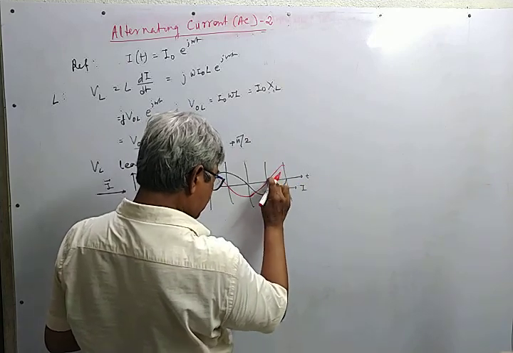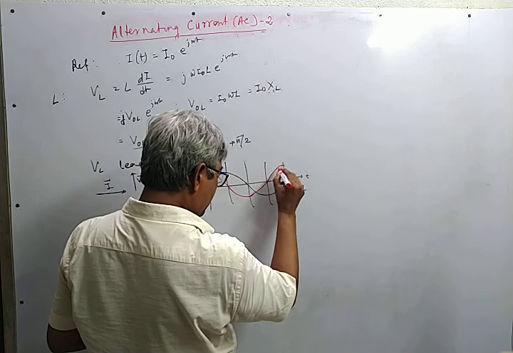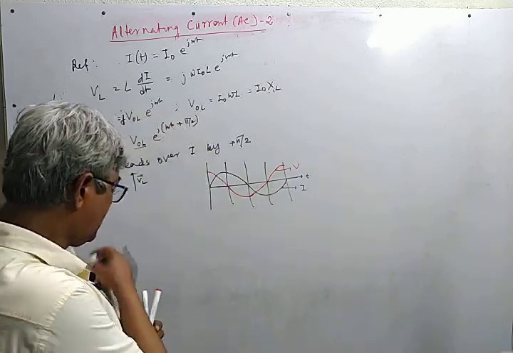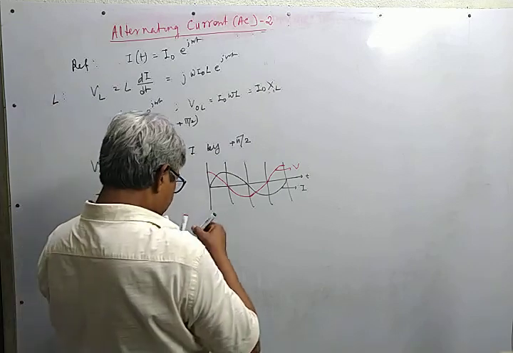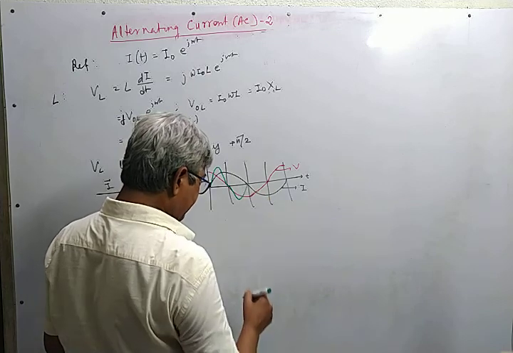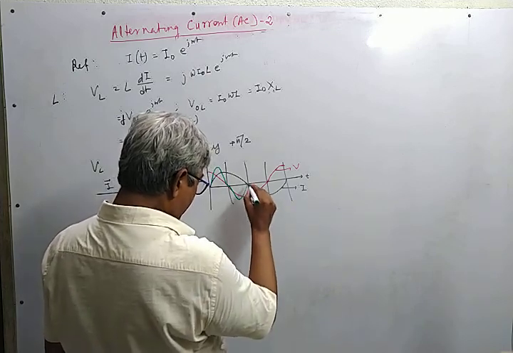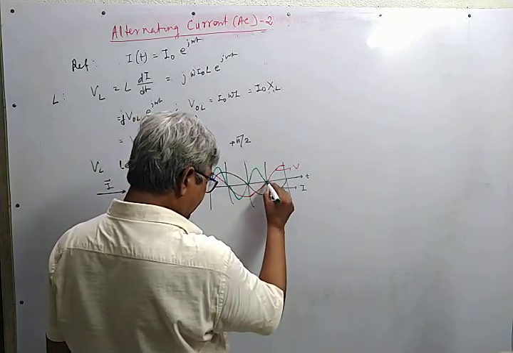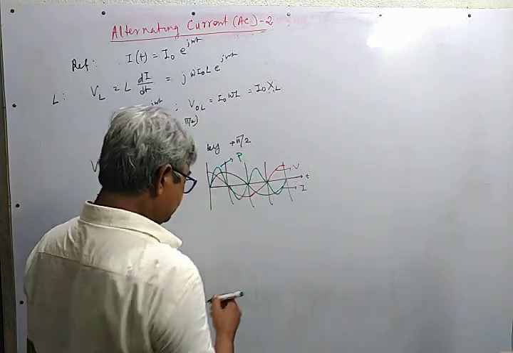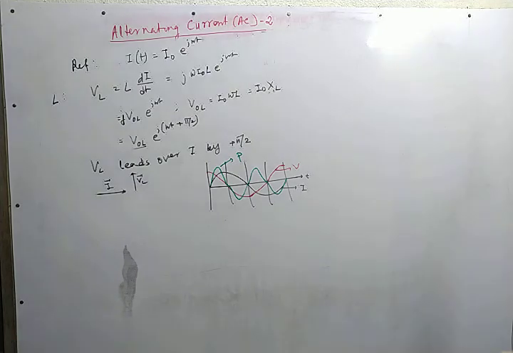This is V, the curve is sinusoidal. This is V, the power is positive in this half, negative in this half, positive in this half, and negative in this half. This is power. And lastly, the capacitor.